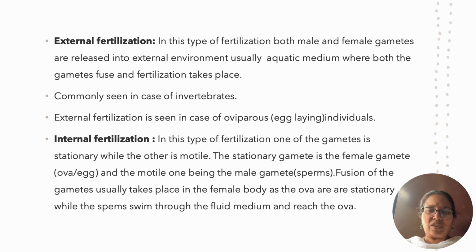Internal fertilization: in this type of fertilization, one of the gametes is stationary while the other is motile. The stationary gamete is the female gamete and the motile one is the male gamete. Fusion of the gametes usually takes place in the female body as the ova are stationary while the sperms swim through the fluid medium and reach the ova.